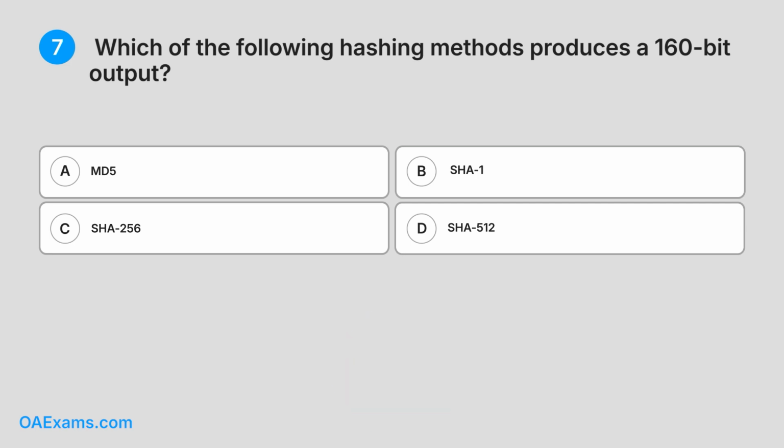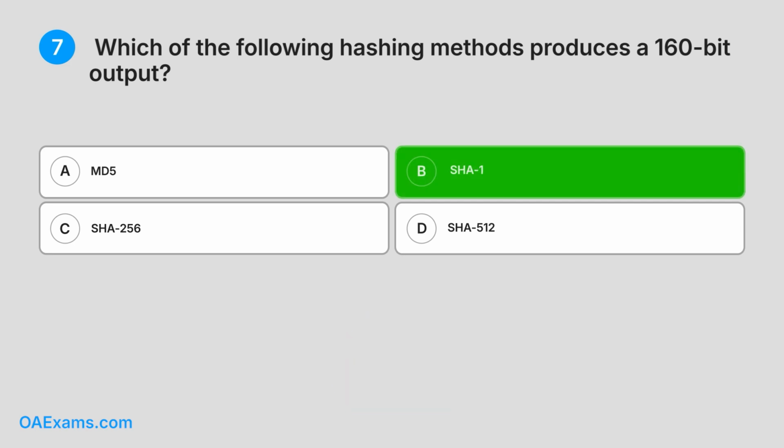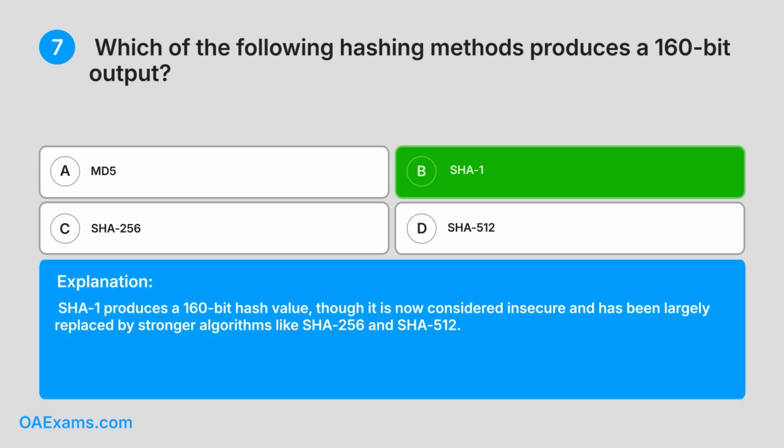Correct answer: B. SHA-1. Explanation: SHA-1 produces a 160-bit hash value, though it is now considered insecure and has been largely replaced by stronger algorithms like SHA-256 and SHA-512.